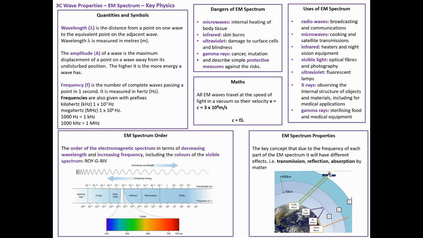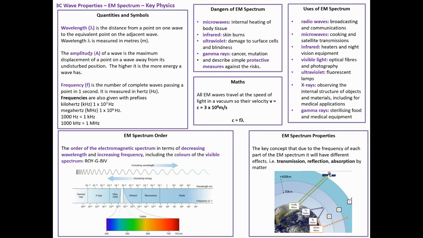Okay, so this is an introduction to wave properties. We're looking specifically at the EM spectrum, section 3C on the iGCSE physics. So we need to know about wavelength, the distance from a point on one wave to the equivalent point on an adjacent wave. That would be lambda, wavelength, measured in meters.